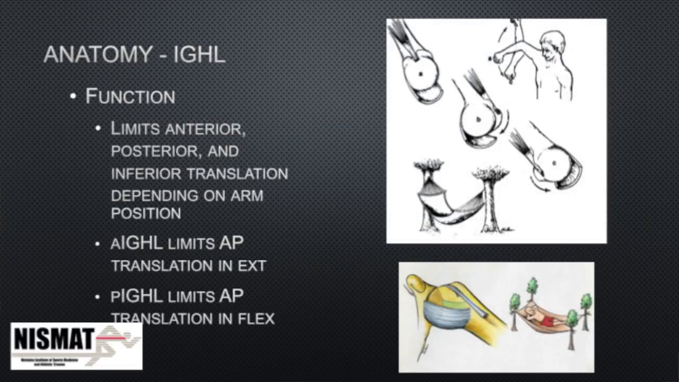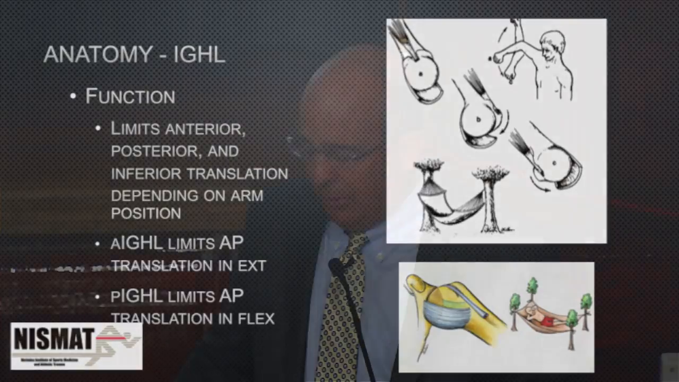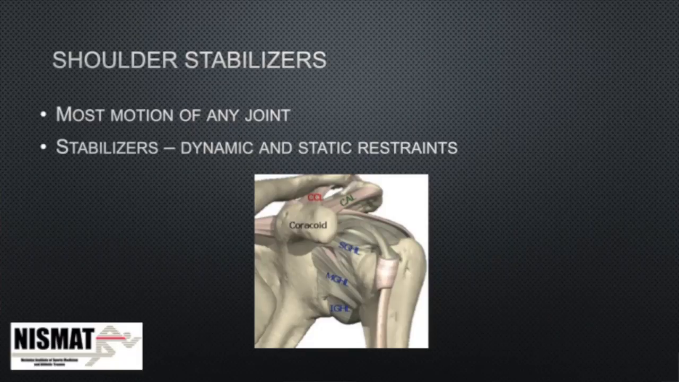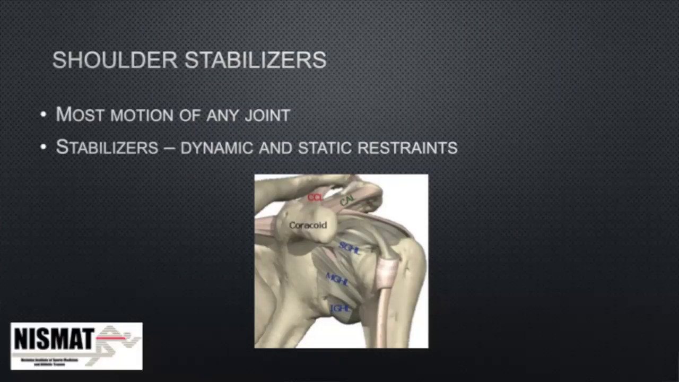So you internally and externally rotate the joint. With external rotation, the anterior band tightens up, preventing anterior translation. With internal rotation, the posterior band tightens up and prevents posterior translation. The shoulder has the most motion of any joint and relies not only on the dynamic stabilizers, but also the static restraints.